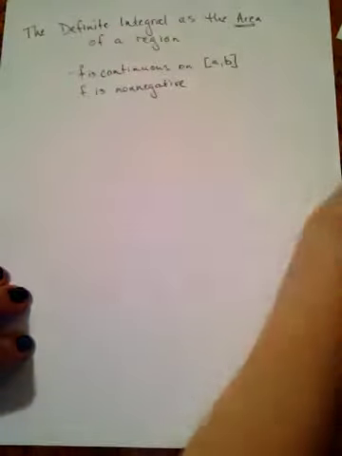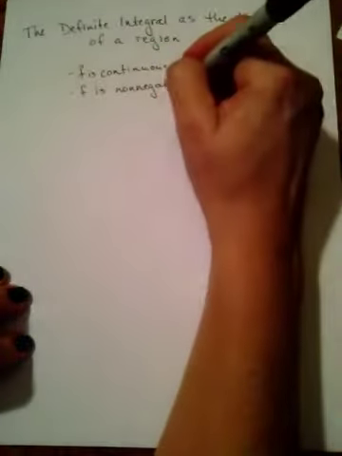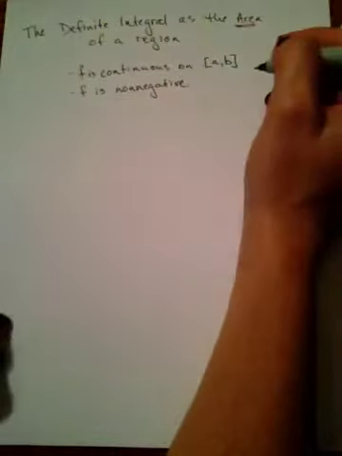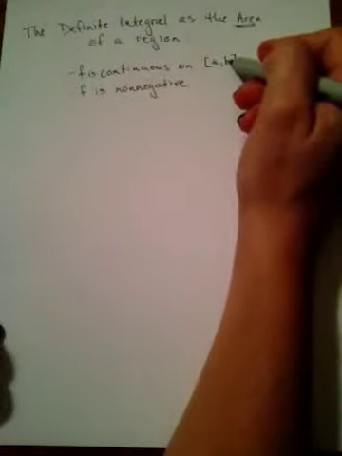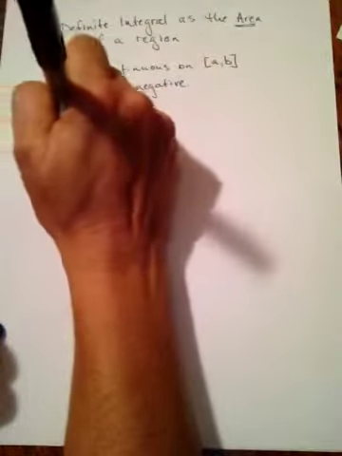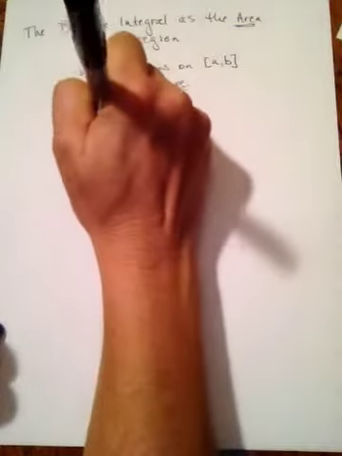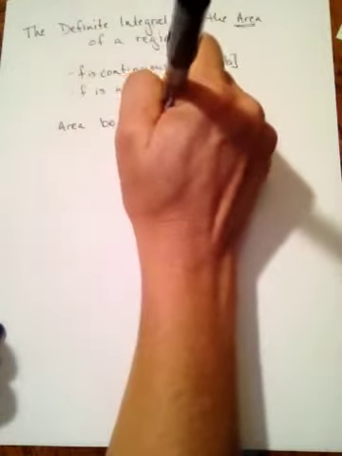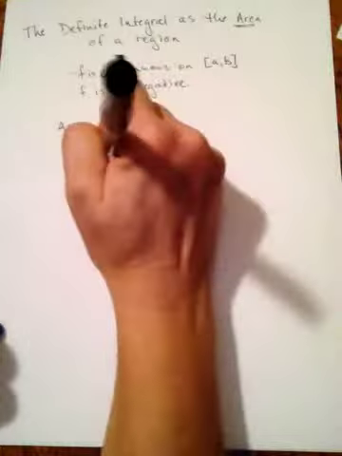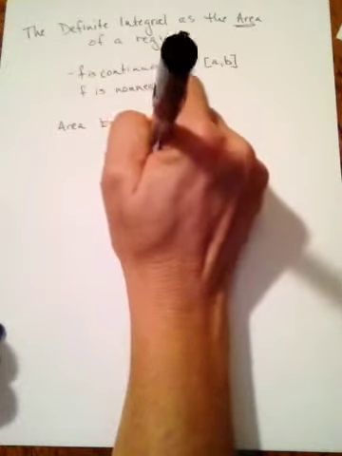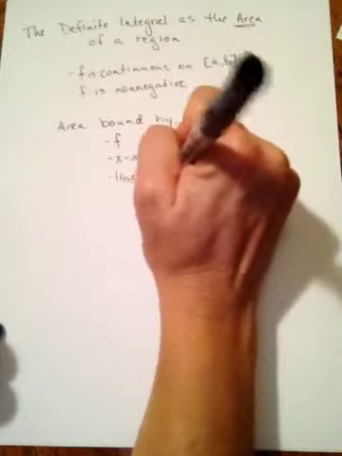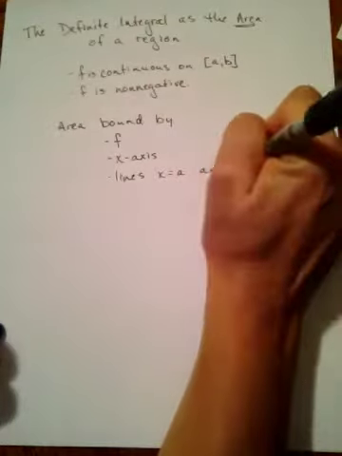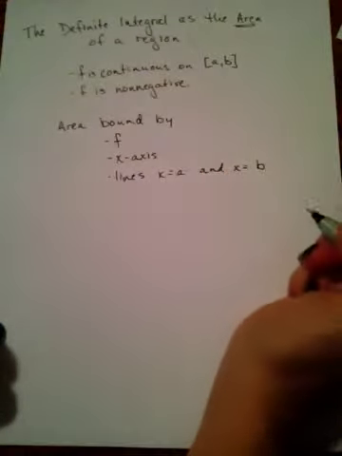which is different from saying that it's positive, because if I said it was positive, it couldn't equal 0, but we're going to say f could actually equal 0. So it's continuous and non-negative on a to b. Then what we would say is the area bound by f, the x-axis, the lines x equals a and x equals b can be given by this expression here.